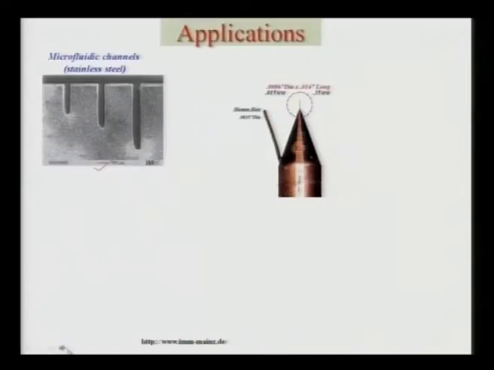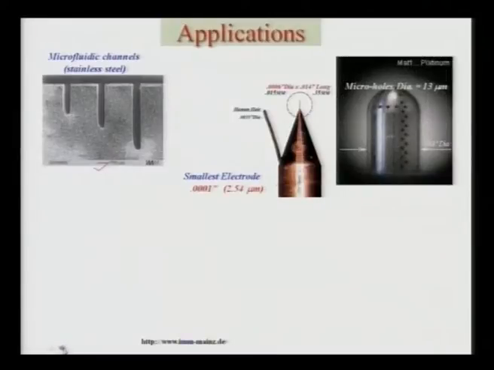Now this is one of the very small size electrodes that can be used for micro EDM applications, and its size is 2.54 micrometer, as you can see there. Now here you can see the micro holes that have been drilled. The size of the micro holes is just 13 micron, and you can see the enlarged view of the holes as well as the workpiece.